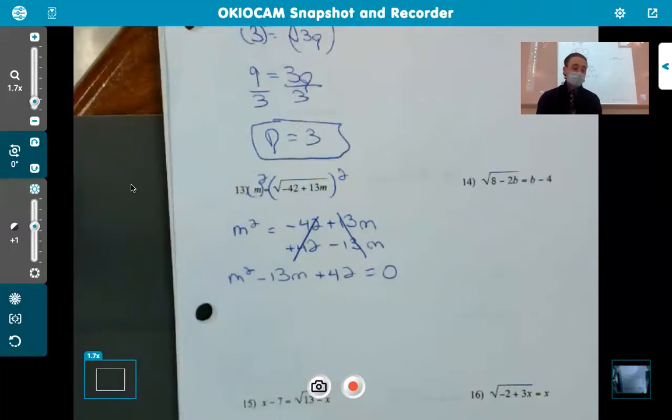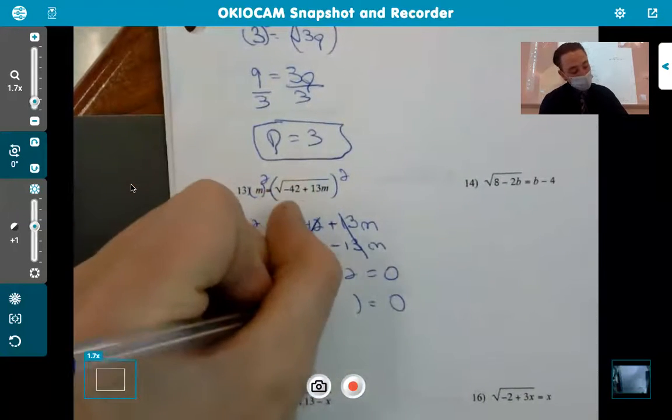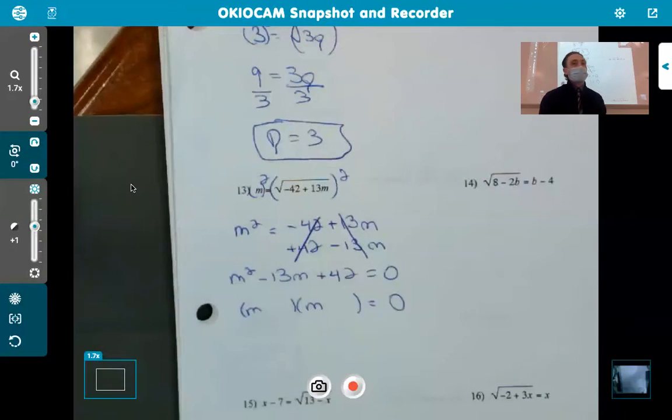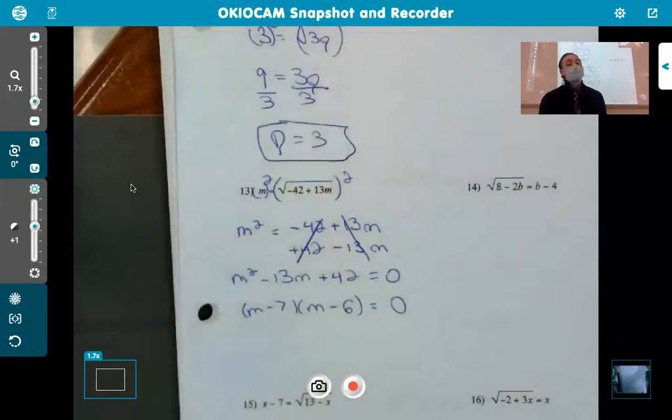Okay. Everybody with me so far? Any questions? So I'm going to factor normally, and I need to ask myself, well, what are some factors of 42 that are going to multiply to give me that positive 42 and add to give me negative 13? Negative 7, negative 6. Good. Right? If you need to, make sure that you list out the factors. Okay? Just so you're on the right page and on the right track with what is going to work for you. So m minus 7, m minus 6.